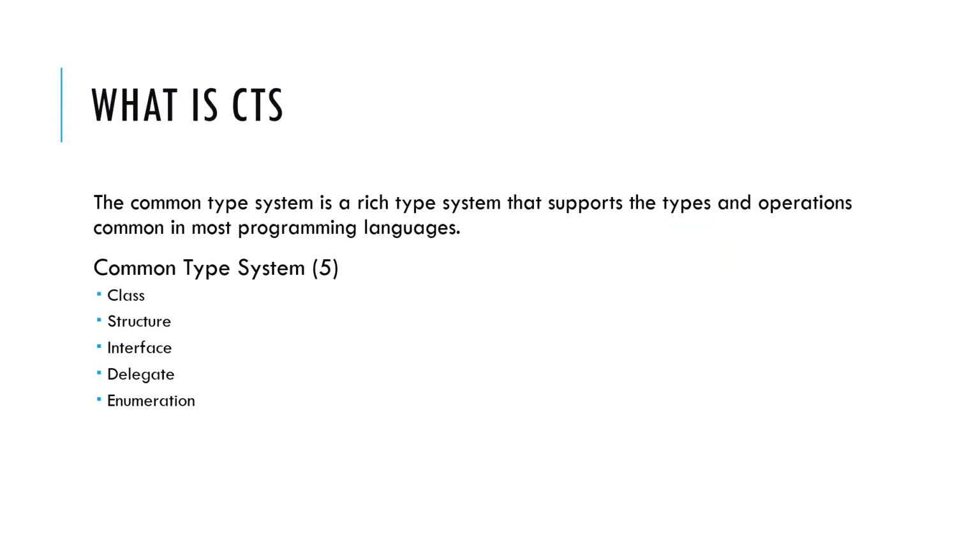What is the CTS? The common type system is a rich type system that supports the types and operations common in most programming languages. .NET supports five common types: classes, structures, interfaces, delegates, enumerations.